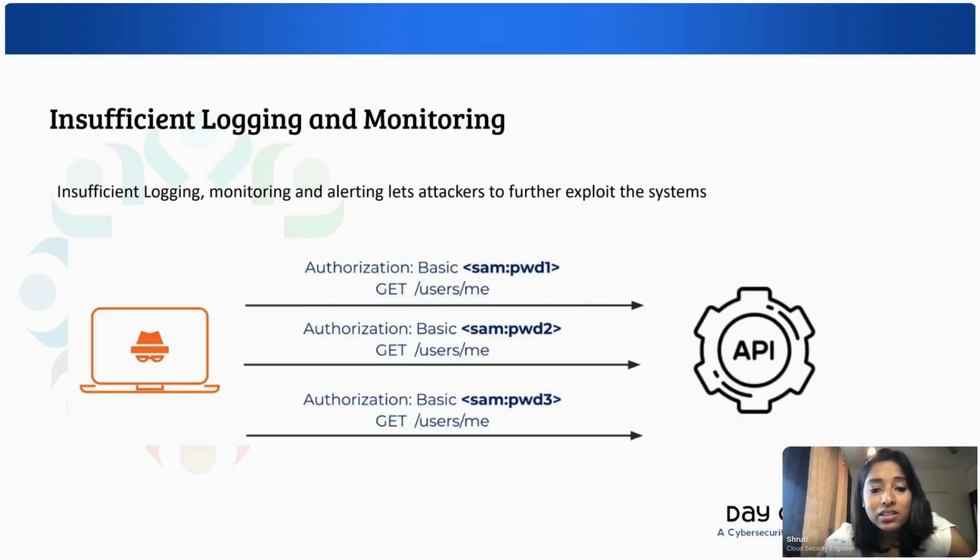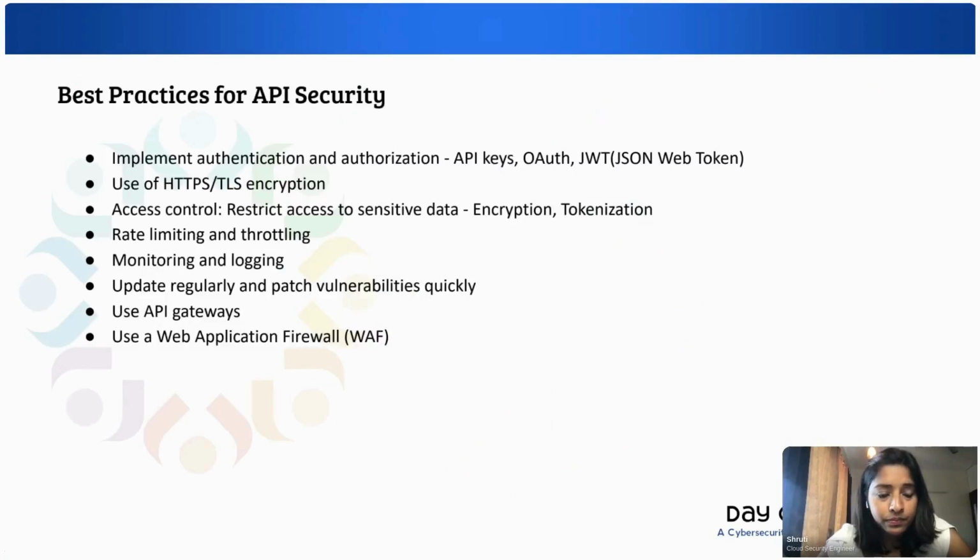So in the next slide, we'll discuss the best practices for API security. We saw the threats and the breaches, what could happen, but what could we do to secure it? So let's move to the next slide. The best practices for API security. There are a few measures we can take on our end to secure the API.